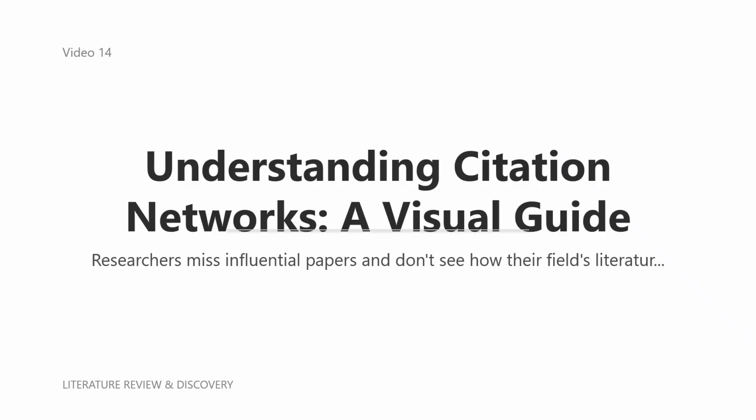The problem is significant. Researchers miss influential papers and don't see how their field's literature connects. Let me reframe how we think about research literature. Papers aren't isolated units. They exist in a web of relationships. When you write a paper, you cite previous work that influenced your thinking. Those citations represent intellectual relationships. You're saying this paper builds on this foundation. When someone cites your work, they're connecting their ideas to yours, extending, challenging, or applying what you contributed.